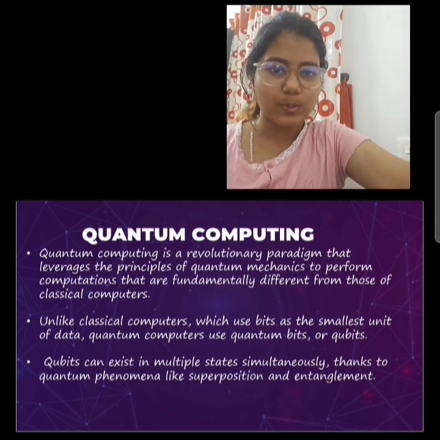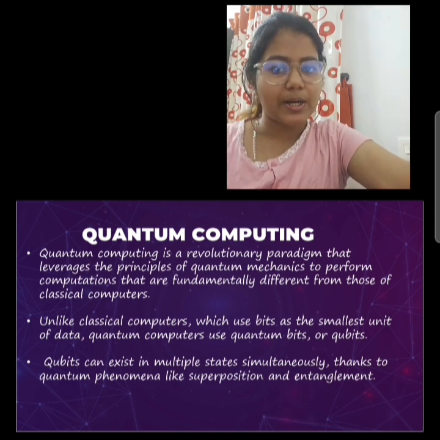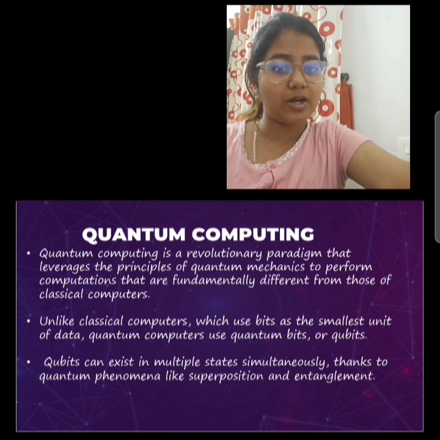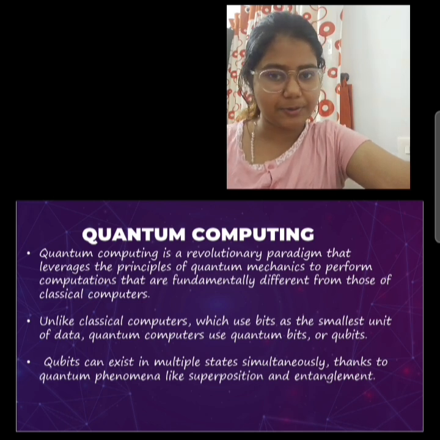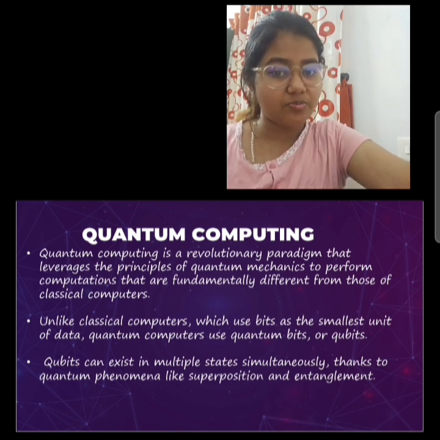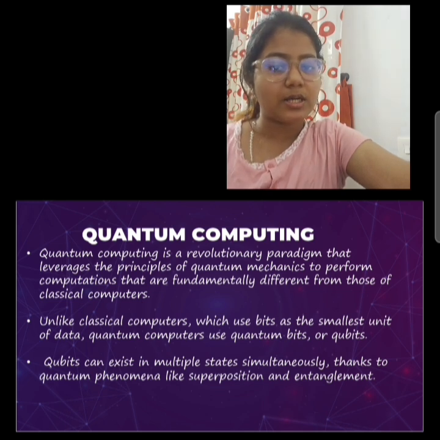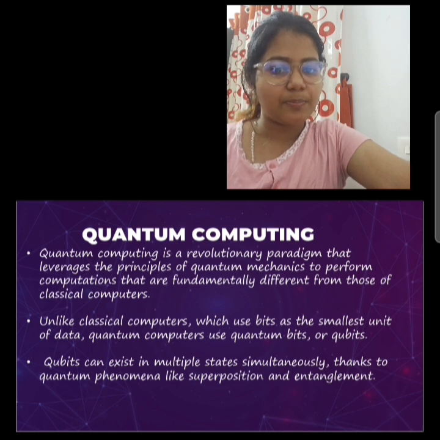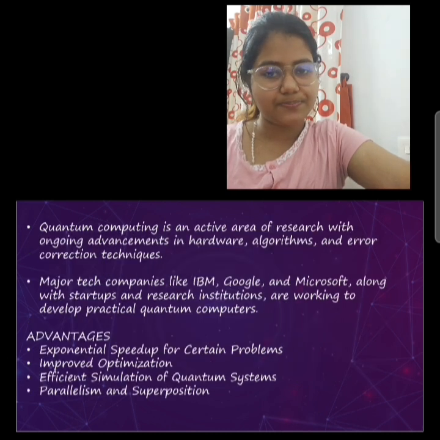So the next one is quantum computing. Quantum computing is a revolutionary paradigm that leverages the principles of quantum mechanics to perform computations that are fundamentally different from those of classical computers. Unlike classical computers, which use bits as the smallest unit of data, quantum computers use quantum bits or qubits. Qubits can exist in multiple states simultaneously, thanks to quantum phenomena like superposition and entanglement.